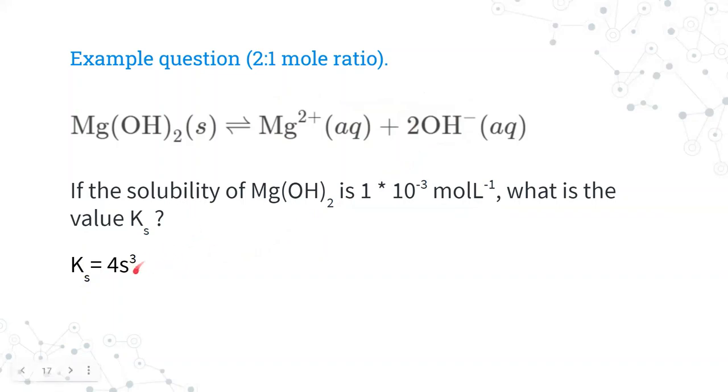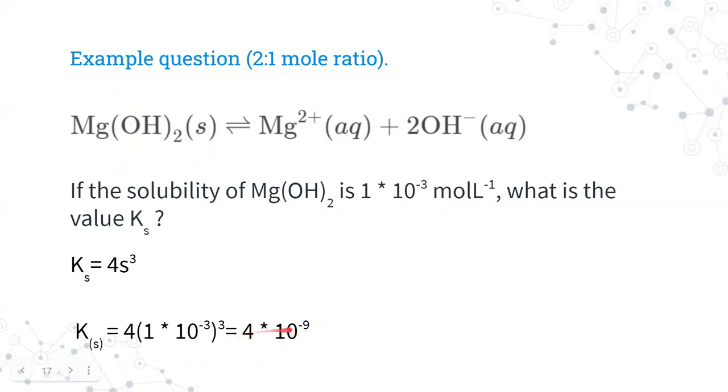Secondly, we have to figure out what exactly do we plug in. Well, we know S is the solubility of our reactant. In this case, it's magnesium hydroxide. So we can simply plug in S into this Ks expression, which will give us 4 times 10 to the negative 9.